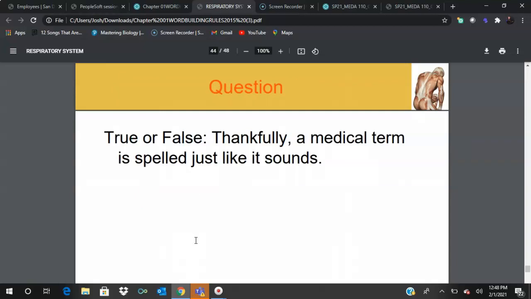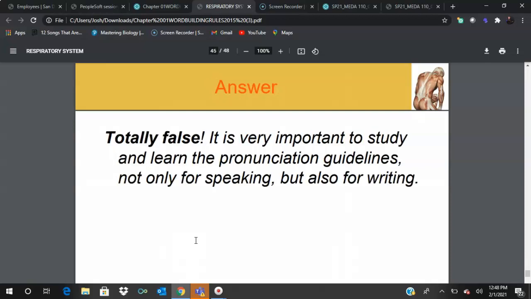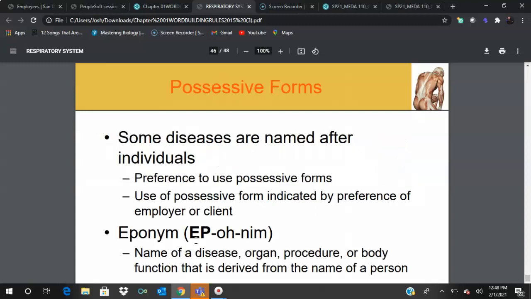True or false? Thankfully, a medical term is spelled just like it sounds. And obviously we just found out that is totally false. So it's really important to study and get a good idea of these pronunciation guidelines. Once again, you are not being tested on this in this class, but as you go forward in your healthcare career, you're going to want to make sure that you're pronouncing these things correctly. Having these rules embedded will help you out.